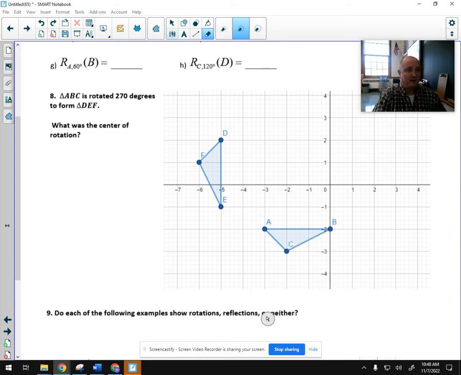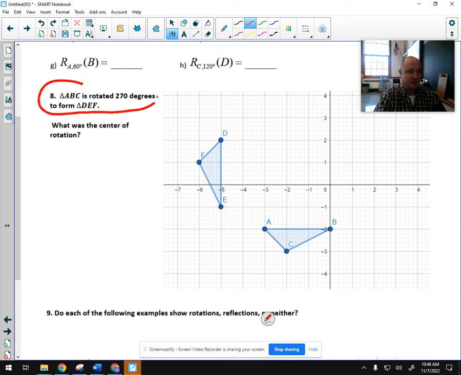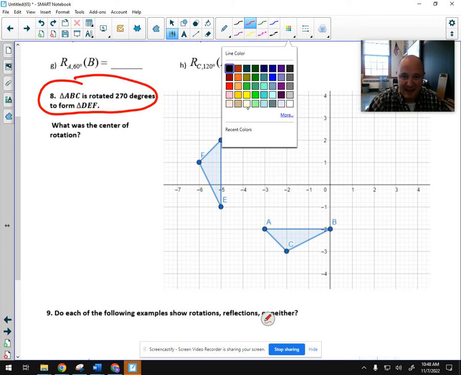Hi there. So now we're going to talk about how you find a center of rotation when it's not being rotated about the origin. So if I look here, triangle ABC is rotated 270 degrees to form DEF. If it was rotated about the origin, I would expect B to end up here, and I would expect C to look something like this, but it's not. It's rotated about some other point. And the question is, how do I find that point?